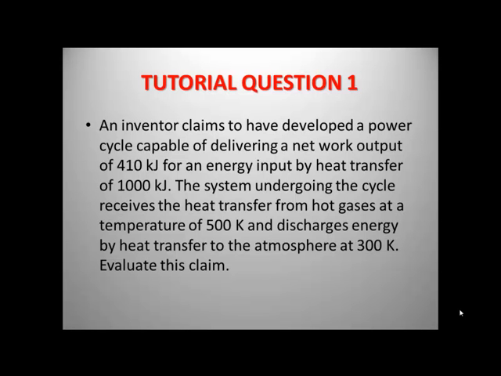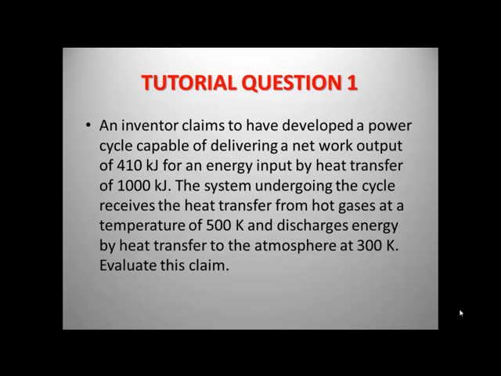Tutorial question 1. An inventor claims to have developed a power cycle capable of delivering a net work output of 410 kJ for an energy input by heat transfer of 1000 kJ. The system undergoing the cycle receives the heat transfer from hot gases at a temperature of 500 Kelvin and discharges energy by heat transfer to the atmosphere at 300 Kelvin. Evaluate this claim. Now, the question is asking us to verify a claim that an inventor has made.